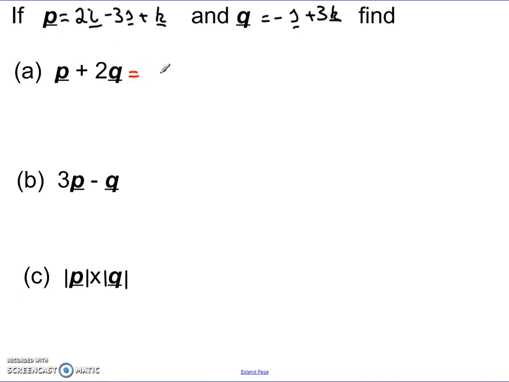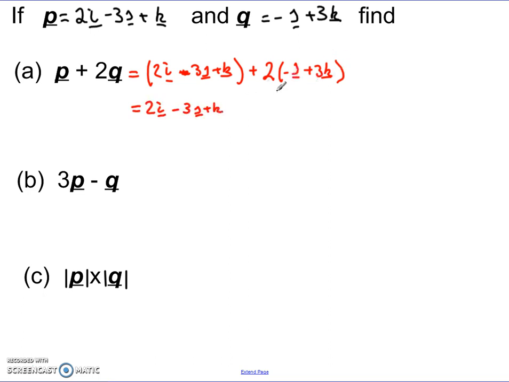So in this case, p plus 2q would be my p vector, so 2i minus 3j plus k. It would then be plus 2 of my q vector, so 2 bracket negative j plus 3k. Now at this point, we get rid of any multiples, i.e. we do any scalar multiples of the vector, and then we combine them. So my first one stays as 2i minus 3j plus k, and I'm multiplying by 2 for this one here, so I've then got plus, keep it in the bracket, negative 2j plus 6k.